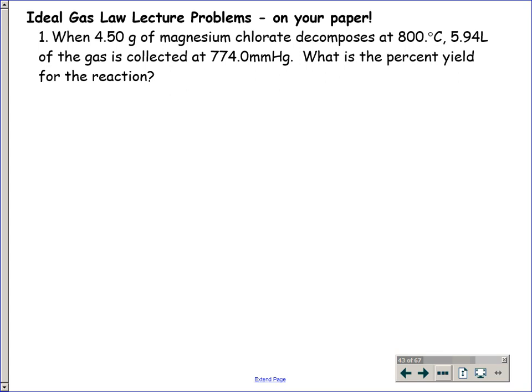You should see at least, at a minimum, some conversions or some making of appropriate units to utilize for an equation.